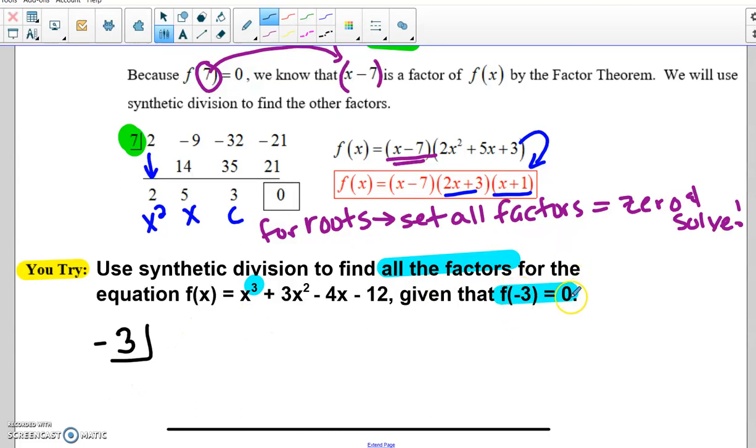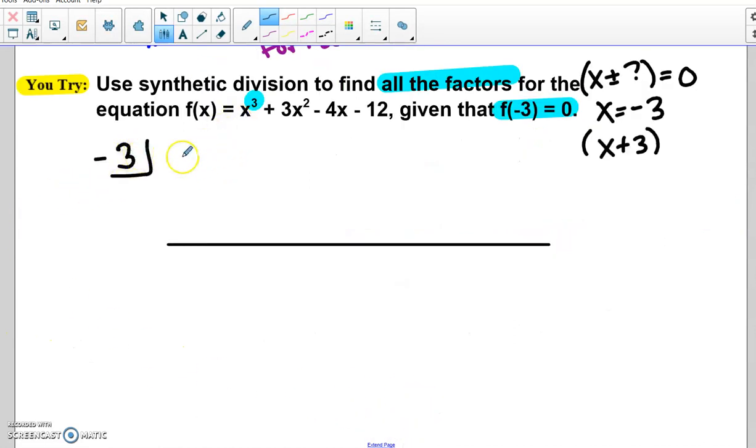What it also means is I need to go backwards. That meant that they set something equal to 0. It was x plus something or x minus something. They set it equal to 0, and they got a negative 3. That means you're going to have to go backwards, rewrite this as a factor again. So I think we can all tell that our factor is going to be x plus 3. Okay? But we are going to use x minus 3 for our synthetic division, and I'm going to list all of the coefficients here.